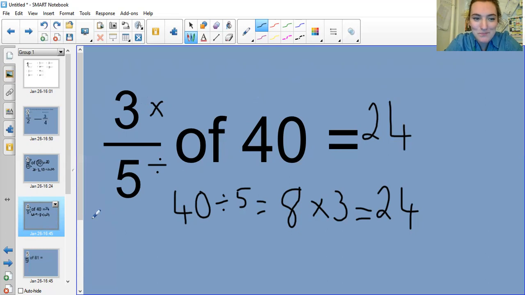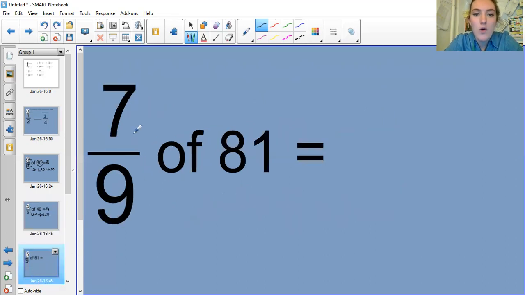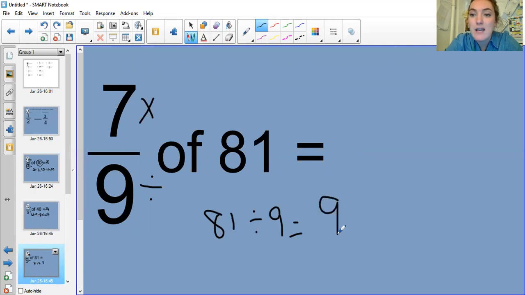Okay, one more example. 7/9 of 81. Divide by our denominator, which is our bottom number on the fraction, times by our numerator, which is the top number of our fraction. 81 divided by 9. How many 9's go into 81? What do we think? The answer is 9 because 9 times 9 is 81. Then I need to times my answer 9 by the 7 because that's our top number, our numerator. And 9 times 7 is 63.